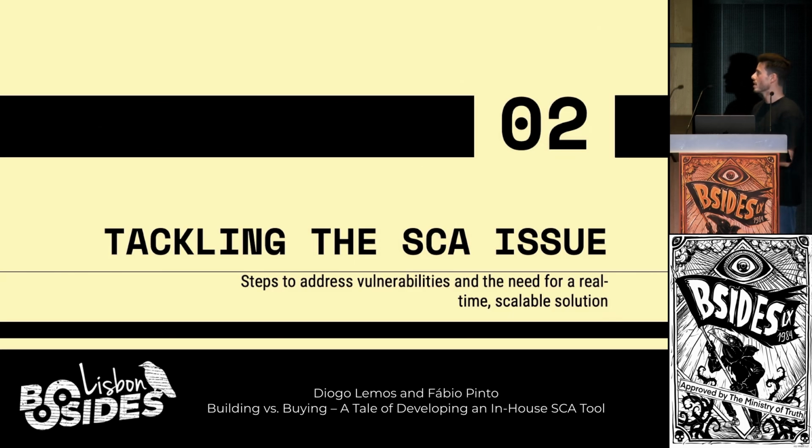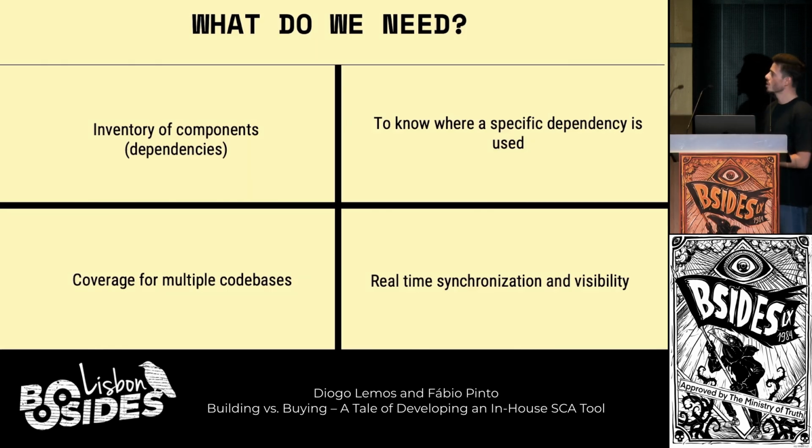So, tackling the SCA issue, we'll talk a little bit about the steps that we need to address and the real need for a real solution, and a scalable one. To manage vulnerabilities, I would say we need to start by creating an inventory of components, a list of all the dependencies that we want.